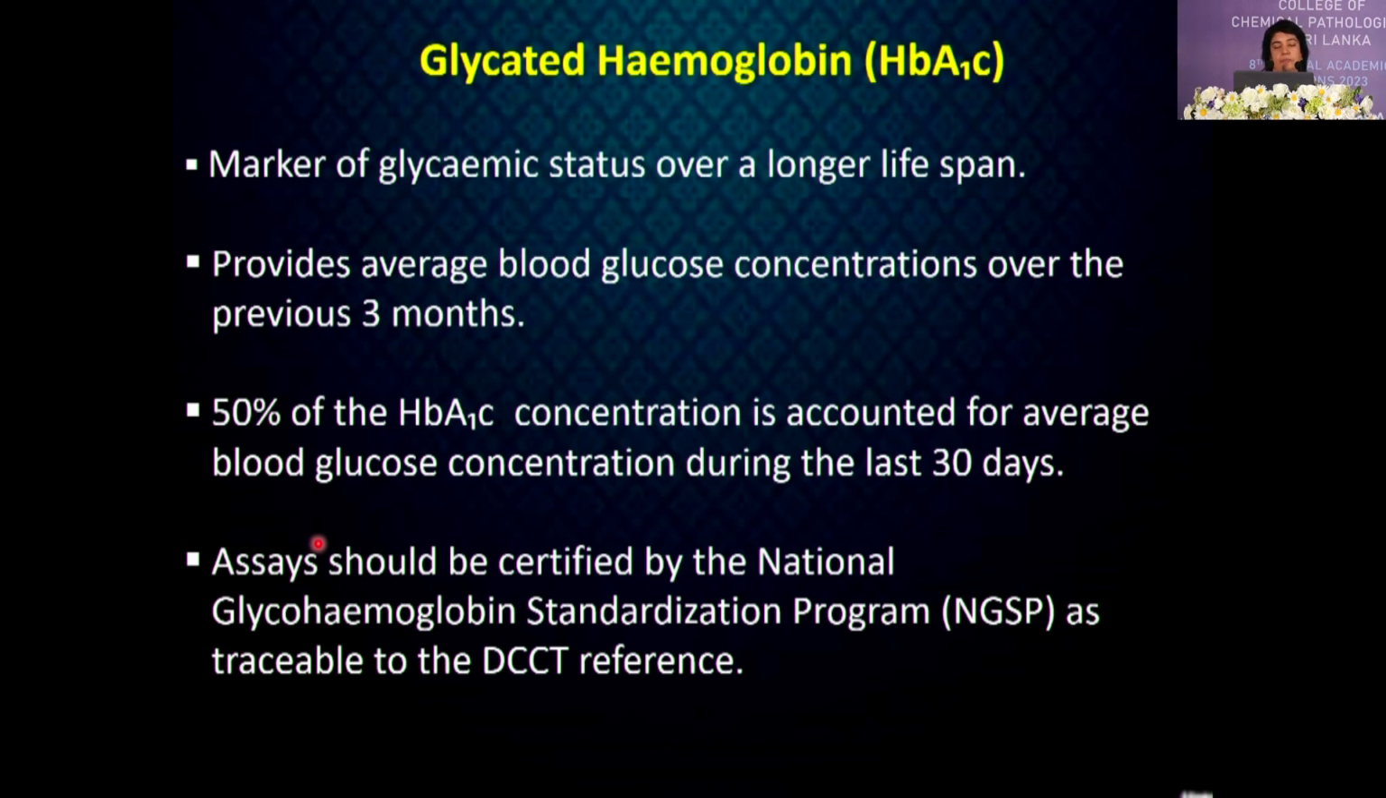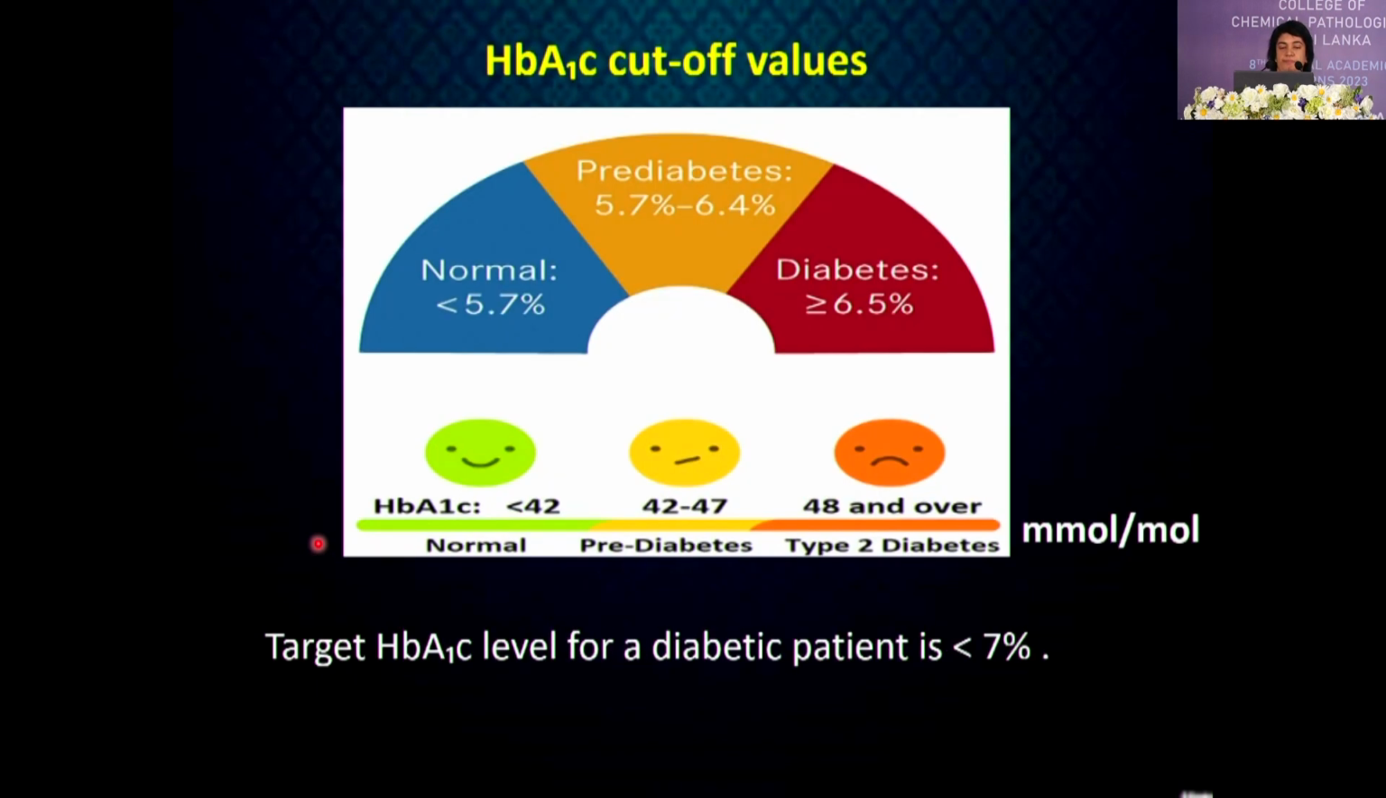The glycosylated hemoglobin, or HbA1c. HbA1c is a marker of the glycemic status over a longer lifespan. It provides the average blood glucose concentration over the previous 3 months, but 50% of the HbA1c concentration indicates the average blood glucose concentration over the last 30 days. And these assays should be certified by the National Glycohemoglobin Standardization Program as traceable to the DCCT reference.